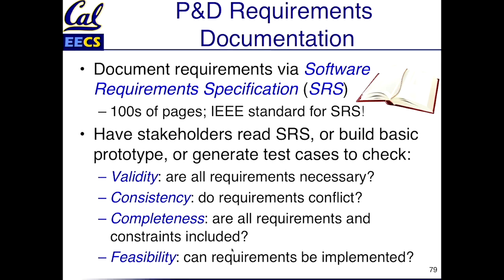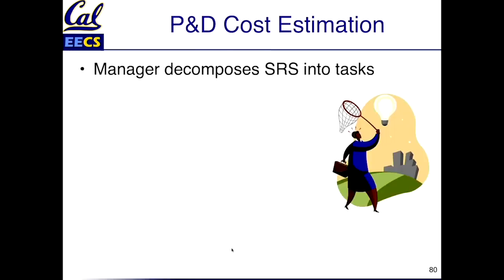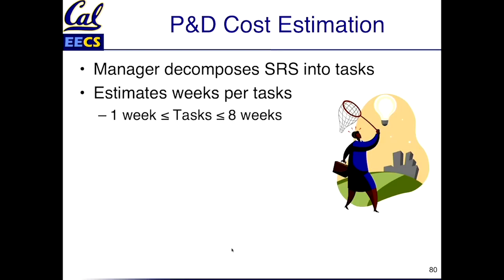So that's requirements documentation. How about the cost estimation? What the manager does is decompose the software requirement specification into tasks. You want to bound it a little bit, like points for user stories. You want to bound the task between 1 and 8 weeks. If it's more than 8 weeks, that's too big a task. Less than 1 week is kind of hard to schedule.